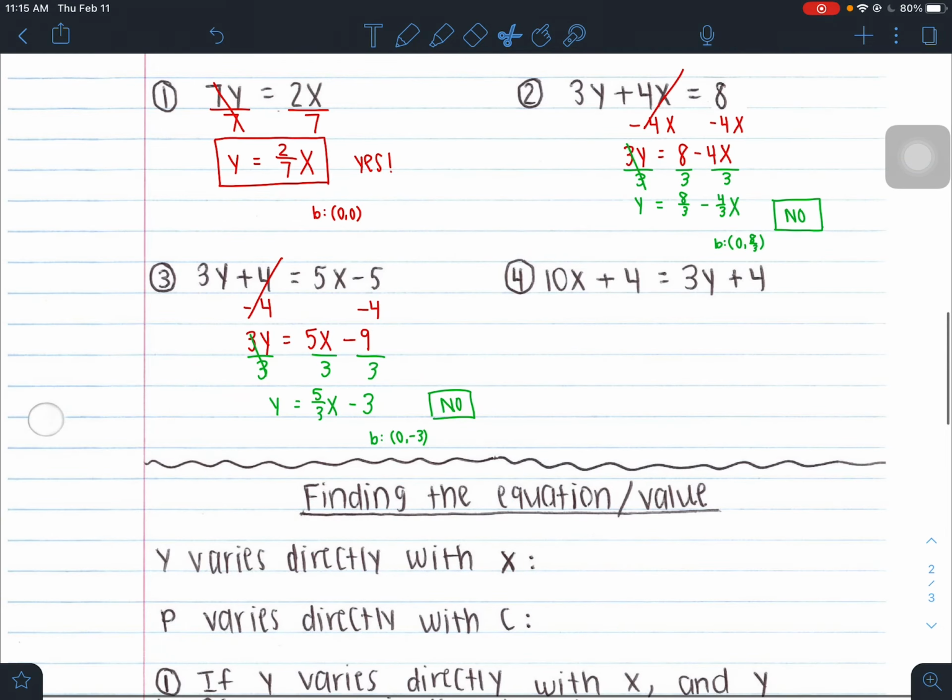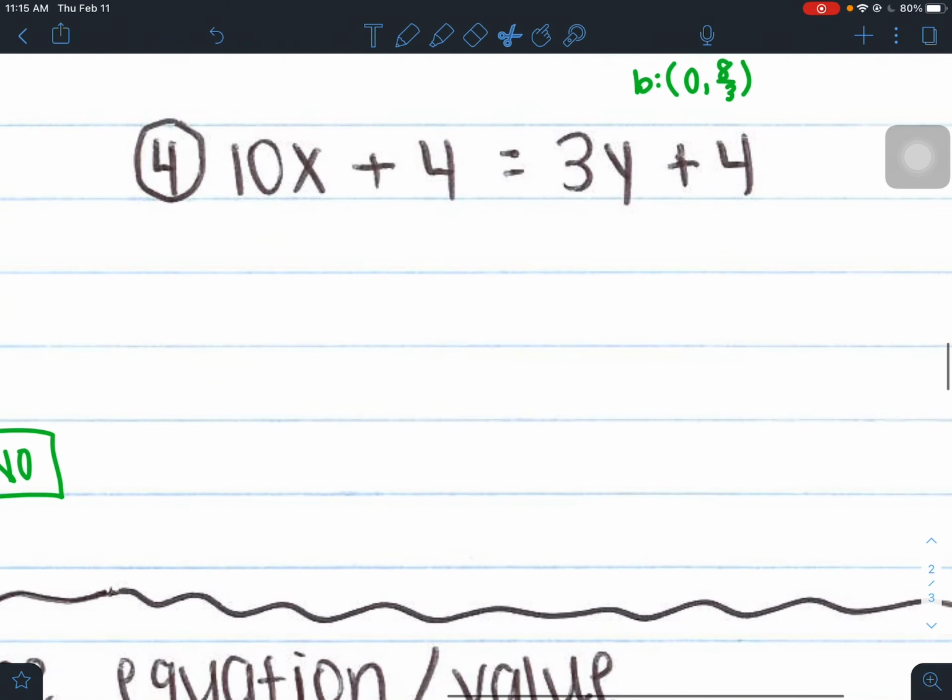Okay, so no, it is not direct variation. Moving on to number 4. First step I'm going to do is try to get y by itself. Now, y is on the right-hand side this time, so I'm not going to move it, because the goal is to get y by itself. I just need to move the stuff around it.